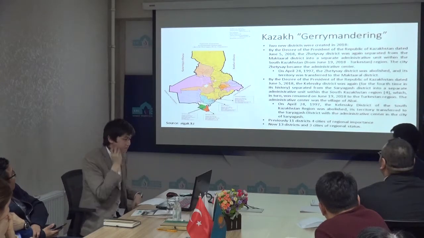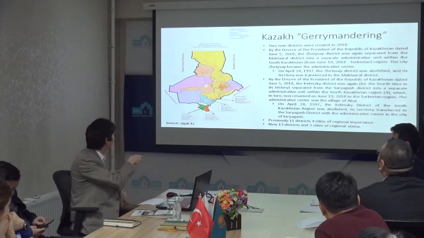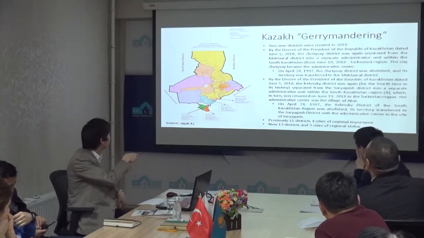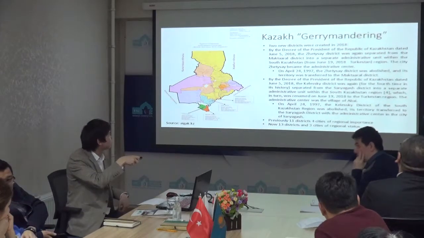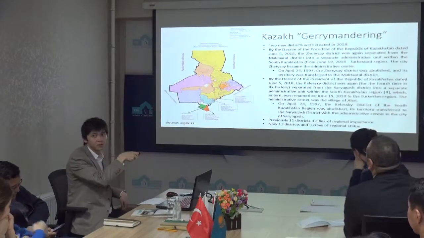And yes, the second change is to split the region of Saragash into two. One being Saragash and the other being Keles region.